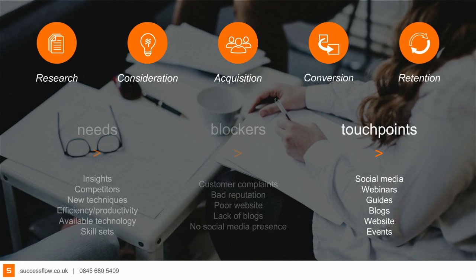So make sure this is mapped to your personas. Look at the channels that they visit. In the research stage, it needs to be much lighter touch, so social, blogs, forums, email newsletters, that kind of thing. Within the consideration stage, events, white papers, potentially webinars, as we are today.